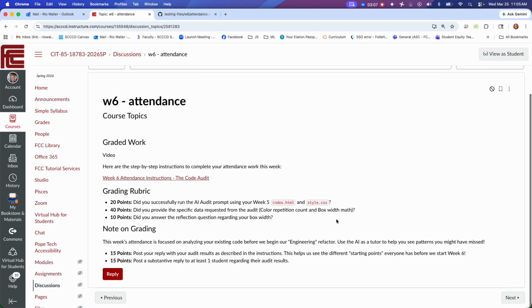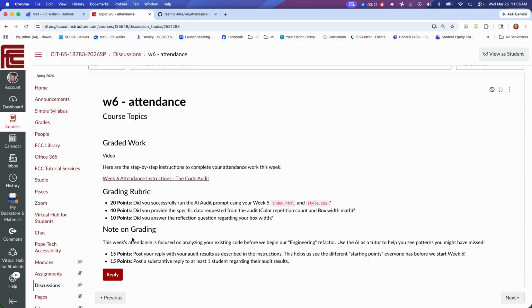So in this case, did you successfully run the audit? Did you provide the specific data requested? And did you answer the reflection questions regarding your box width? What you want to do in your reply, and this will be included in your reply, is post your audit results as described in here. Did you have all those? Now, that's the challenge with giving us your entire chat session, is that it can get rather long. So keep that in mind.